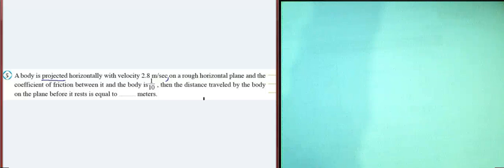Now we will complete a question about dynamics for secondary 3 from the Muasir book. Look at this question. A body is projected horizontally with velocity 2.8 meters per second on a rough horizontal plane, and the coefficient of friction between it and the body is 1 over 10. Then the distance traveled by the body on the plane before it rests is equal to ___ meters.